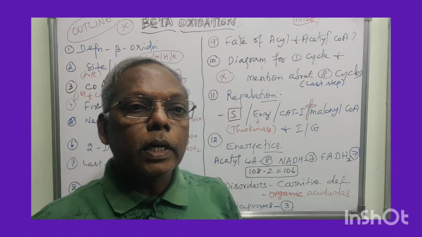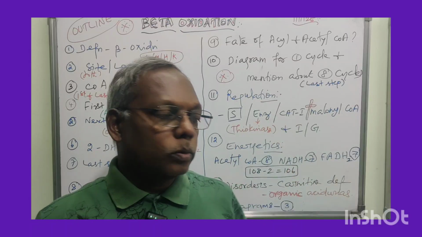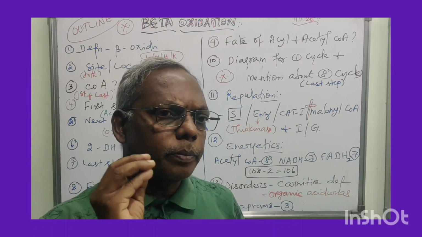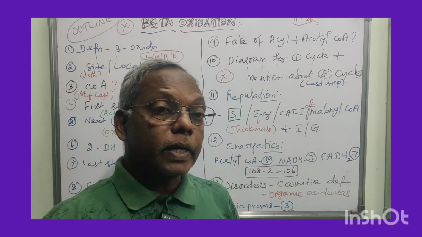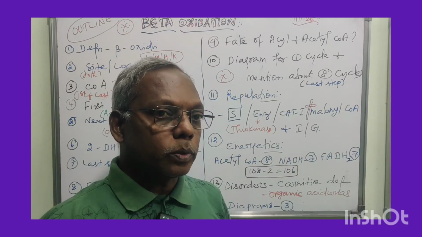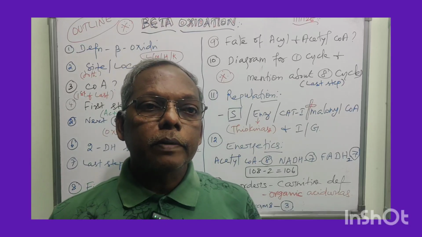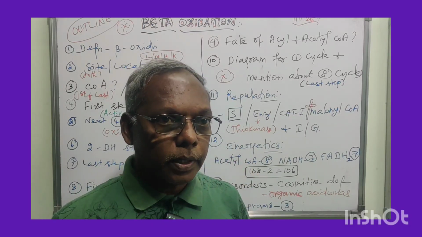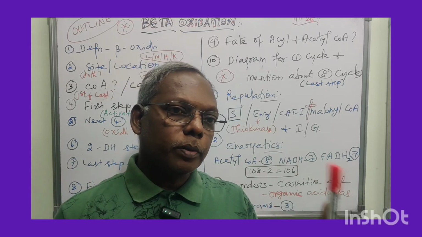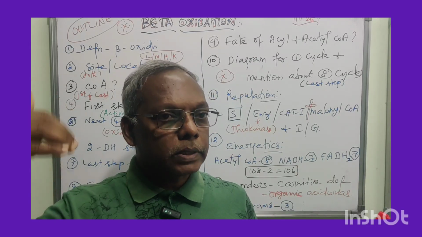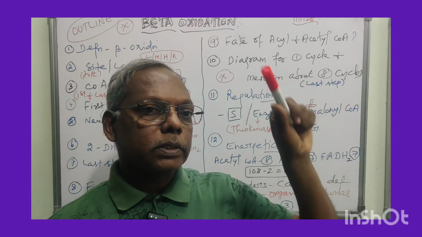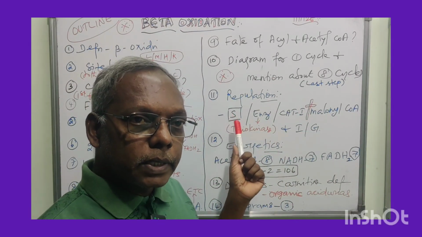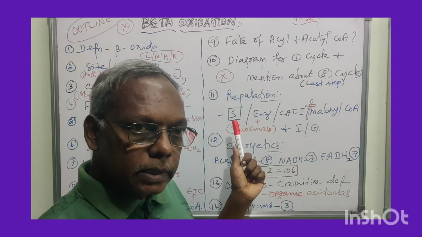So coming to the regulation, how it gets controlled. We have 4 points for the regulation. Very, very, very important, because sometimes regulation of beta oxidation is also a 5-mark question. First one is availability of the substrate. That means you get fatty acids only after lipolysis. If lipogenesis occurs, there will be no place for lipolysis. So when lipogenesis decreases, lipolysis automatically starts. So availability of the substrate, that is fatty acids from lipolysis.